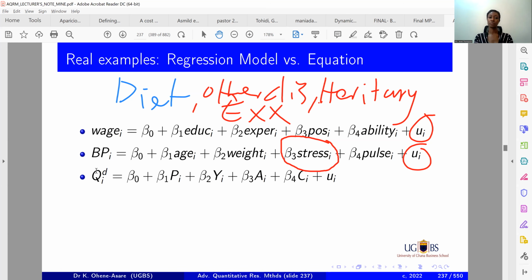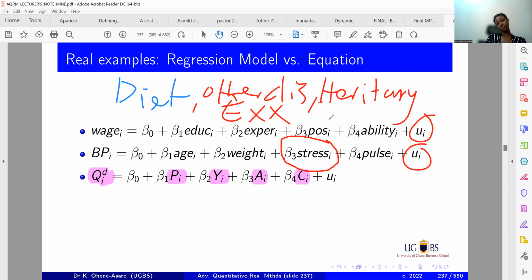Now let's take the third one, the quantity demanded of a commodity. The quantity demanded of a commodity is affected by the price of the commodity. We know that. The demand is affected by the income of the people. It is also affected by advertisement. Watch the words I'm using so that you don't repeat the same thing. It is affected by the price of the substitute or the price of the complement. Of course, there are other factors which are inside the unobserved.